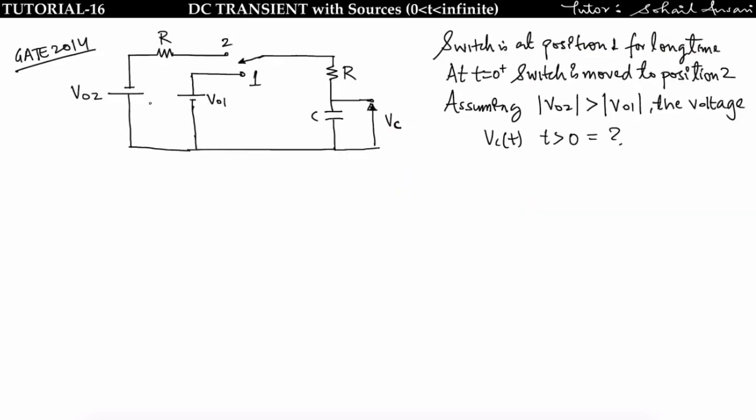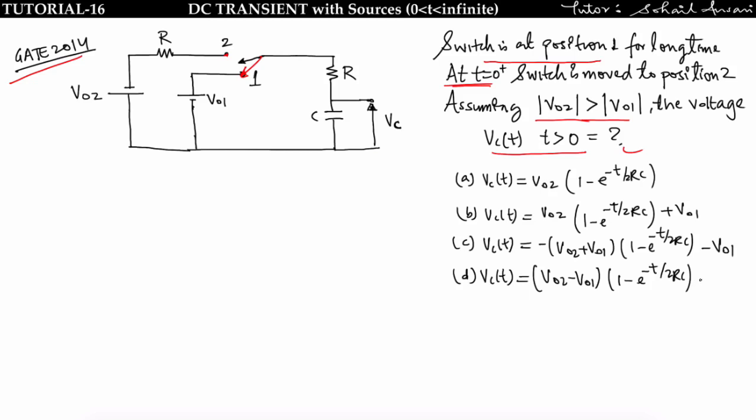Let us see this problem. This has been asked in GATE 2014. Switch is at position 1 for a long time, means this switch is connected to position 1 for a long time, and at t is equal to 0 plus, this switch is moved to position 2. Okay, assuming V of 02 greater than V of 01, the voltage Vc of t at t greater than 0 will be what? Let us take the options also so that you can answer. So these were the options given for this question.